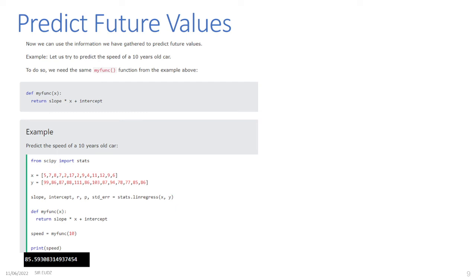So let's try to predict the speed of a 10-year-old car. To do this, we need the same function, the myfunc function from the example above. So again, the myfunc, that's the slope times x plus the intercept. So how do we predict now the speed of a 10-year-old car? So based from this data, we compute for the slope and intercept using this function. So speed now is equal to myfunc(10), and the speed is around 85.59. So we have now predicted the speed. So if it is a 10-year-old car, then most probably the speed will be around 85 or 86.